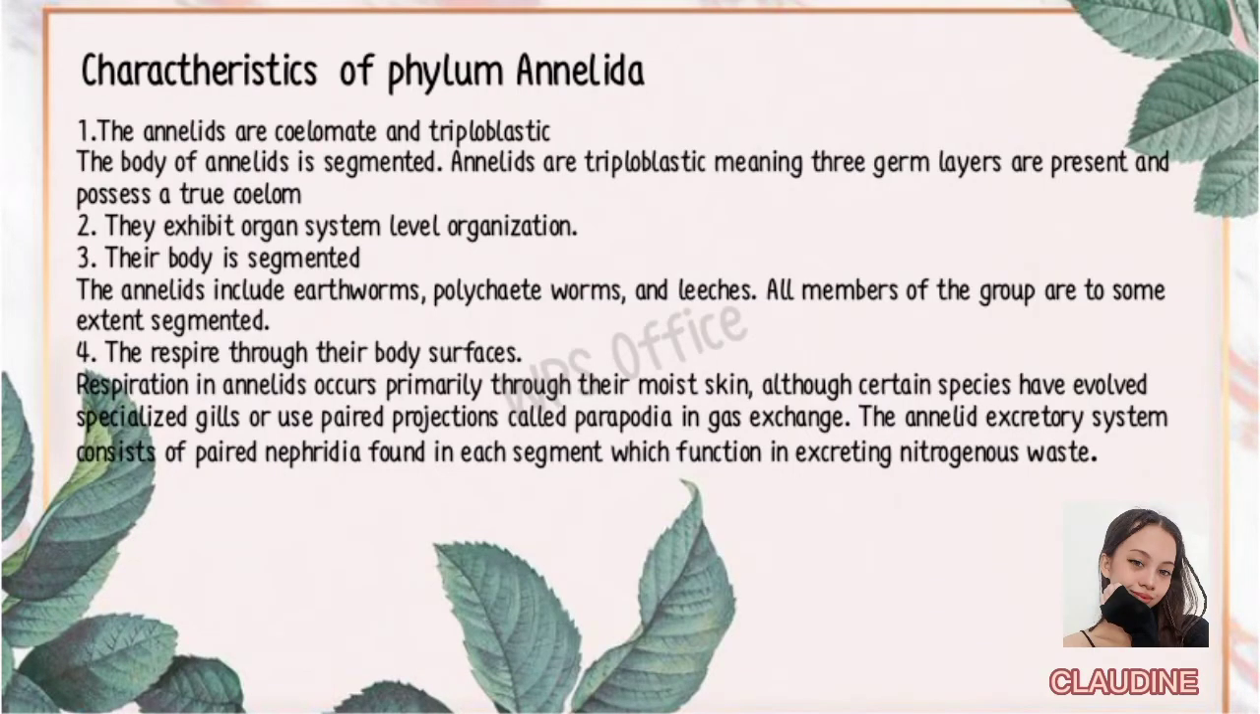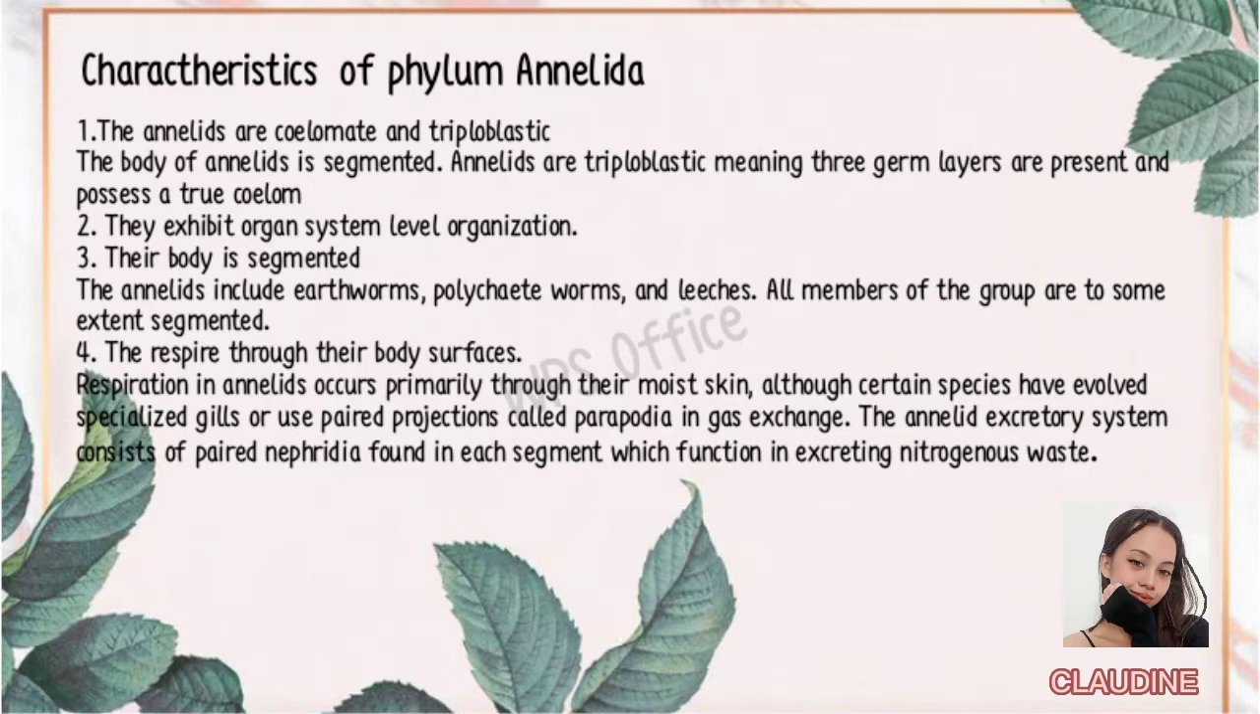Characteristics of Phylum Annelida. Number 1, the annelids are coelomate and triploblastic. The body of annelids is segmented. Annelids are triploblastic, meaning 3 germ layers are present, and they possess a true coelom. Number 2, they exhibit organ system level organization. Number 3, their body is segmented. The annelids include earthworms, polychaete worms, and leeches. All members of the group are to some extent segmented.